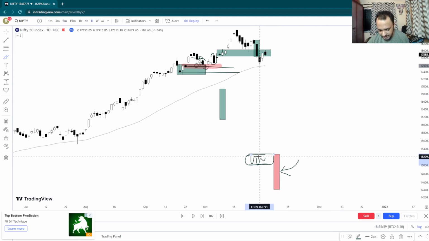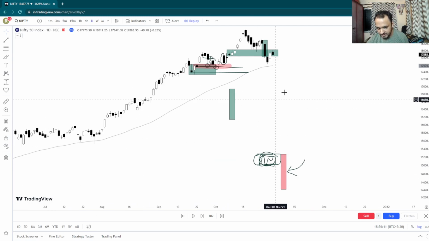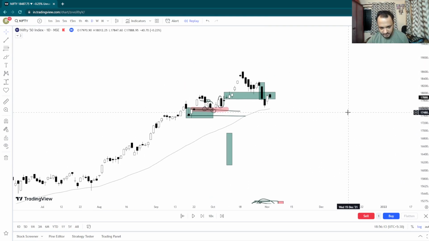ये आपका breakdown है, and ये आपका supply area है, right? So this is your supply zone. You just mark these candles roughly, because you don't have to be very specific on the price. You can use your entry criteria on lower time frames, right? So let's look at this chart further.